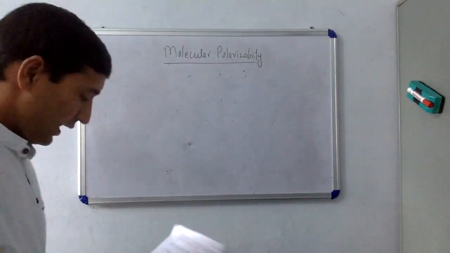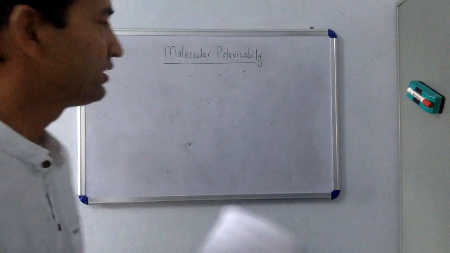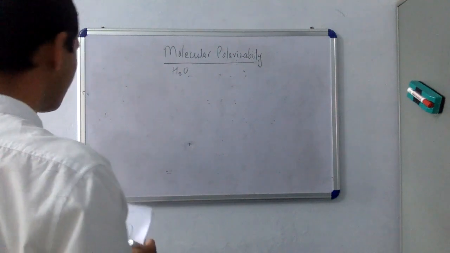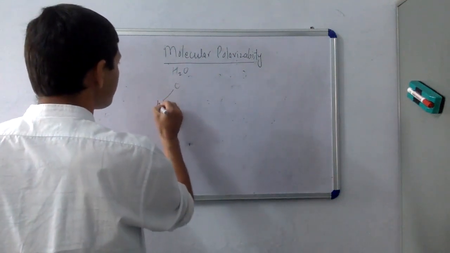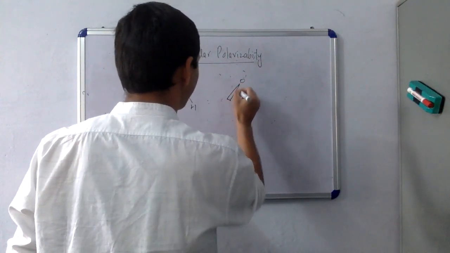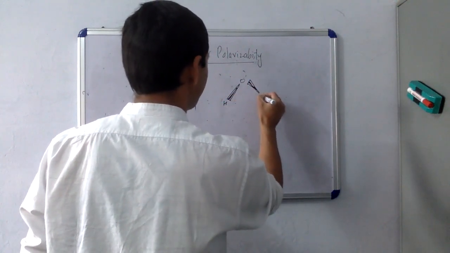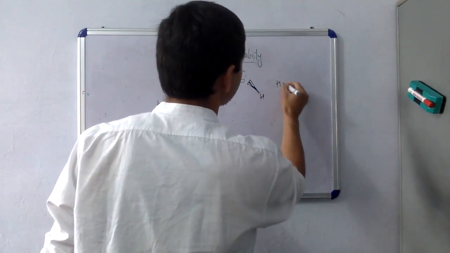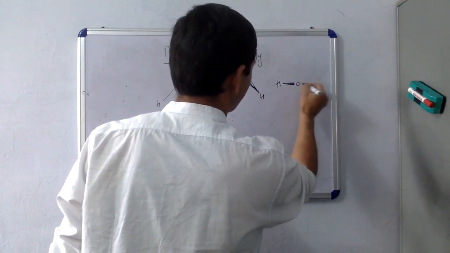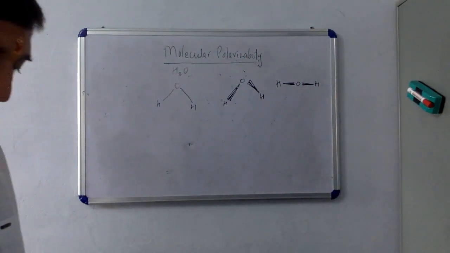Now, I am considering another polarizability ellipse for a more complicated molecule, for example a triatomic molecule, that is H2O. So you have H2O, H, O, H. It's a triatomic molecule, H2O.